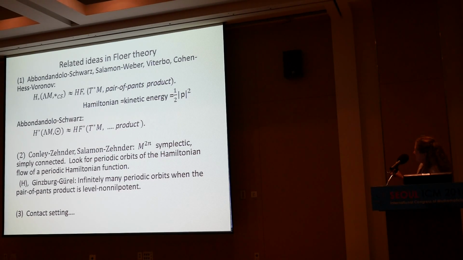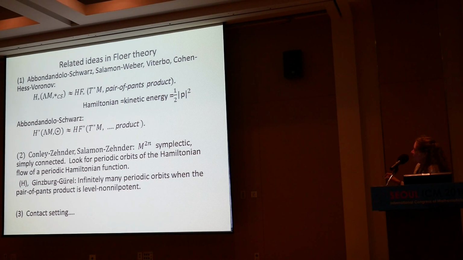Here are some related ideas in Floer theory. Let me just say a little about this one right here, because I think if I just say the words, you can understand how it's related. I'm making a very long story very short, but many people study the following question. You have a symplectic manifold of dimension 2n, simply connected. We look for periodic orbits of the Hamiltonian flow of a periodic Hamiltonian function.